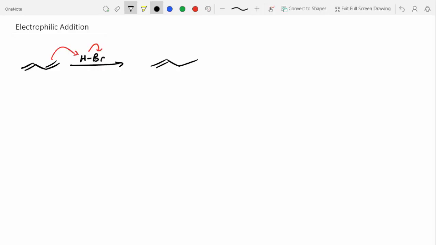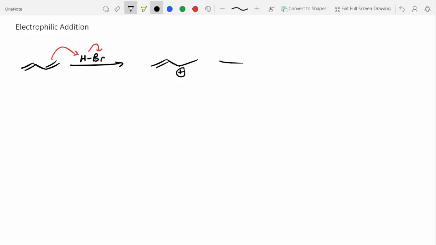Where will the carbocation form? Will it form right there or right there? Green or blue? Blue, right? We always want to form our more stable carbocation, meaning it's going to come off the more substituted carbon. And what else is unique about this carbocation?